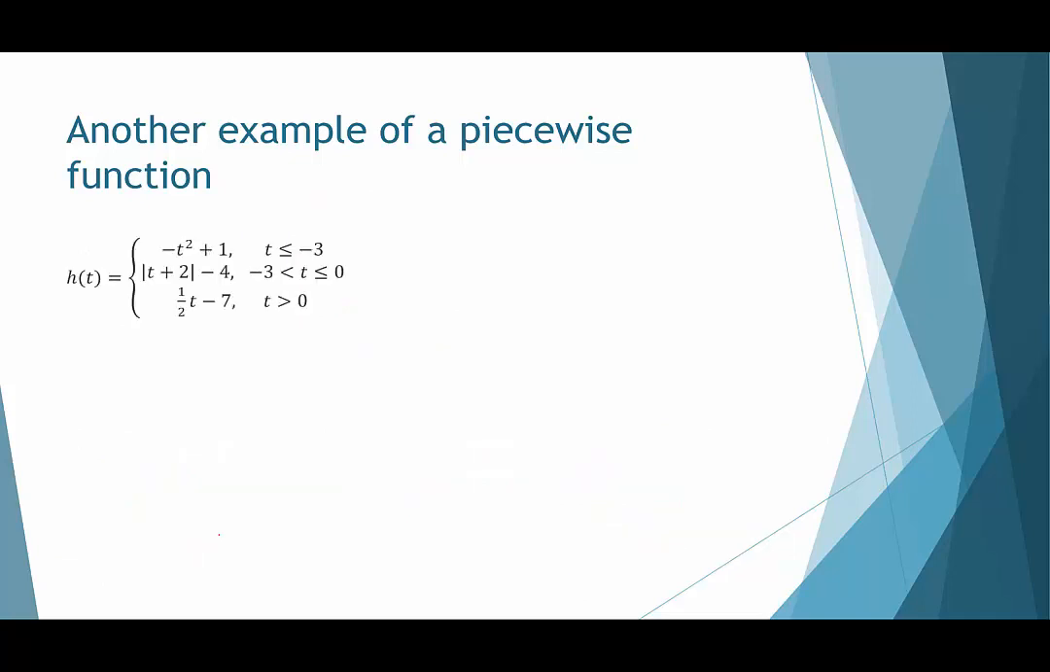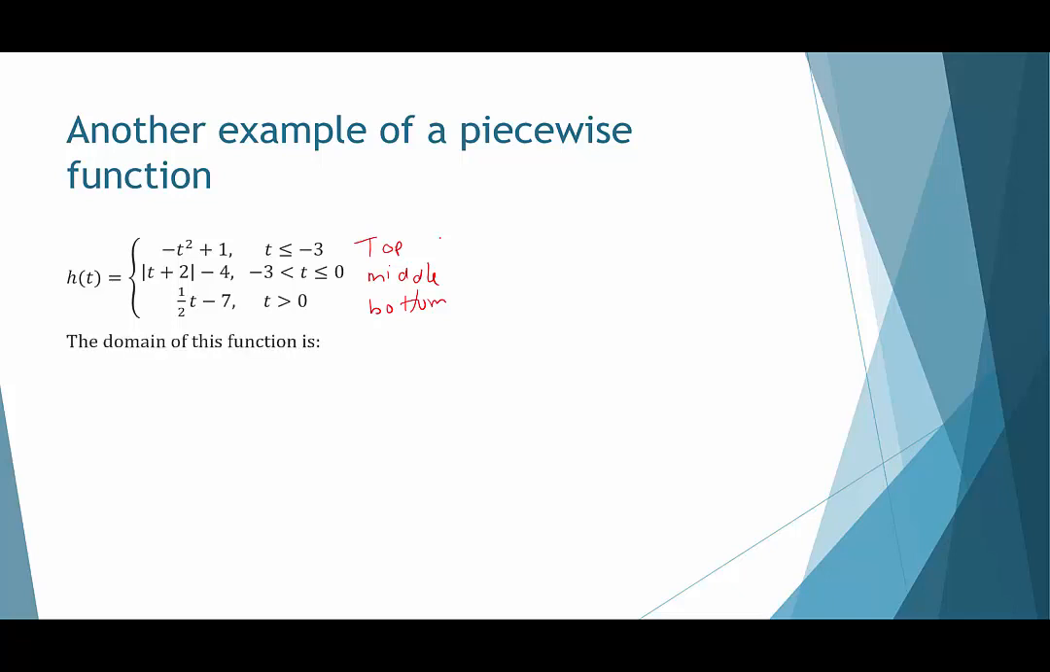Another example. Here we have h of t, and we have the various pieces. So now we have 3 pieces. We have the top, the middle, and the bottom piece. So the top piece only applies to when the input values are less than or equal to -3. The middle is in between -3 and 0, and the bottom is only when the values are positive.